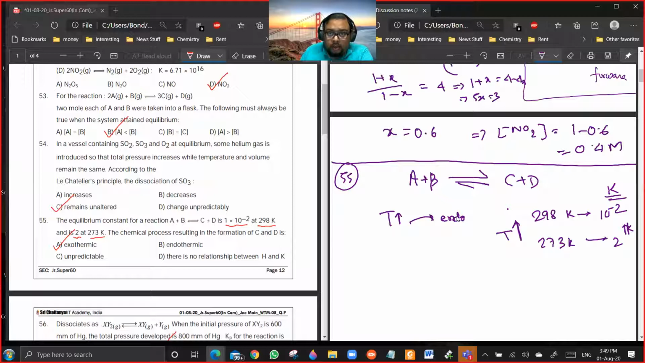Are you getting a point? Now, if the endothermic reaction is in the forward direction, the value of K will increase on increasing temperature. If it is the backward reaction, then the value of K will decrease. In this case, what are we getting? Is it forward or backward?